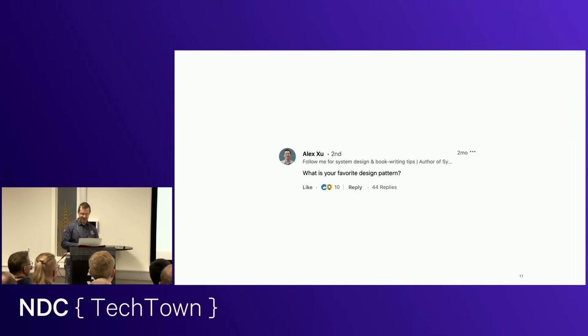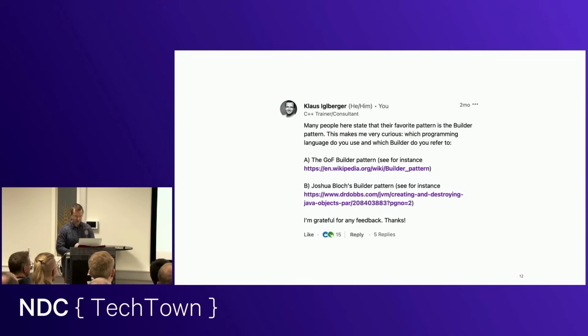Then somebody in this thread asked, what is your favorite design pattern? And many people replied, 44, it's a reasonable number. And I was super surprised to find that many people replied with builder. I was surprised because I don't see a lot of builders nowadays, so I was curious, and I was asking: Many people here state that their favorite pattern is the builder pattern. This makes me curious. Which programming language do you use, and which builder do you refer to? A, the GoF builder pattern, or B, Joshua Bloch's builder pattern?